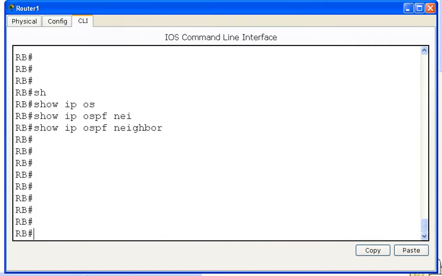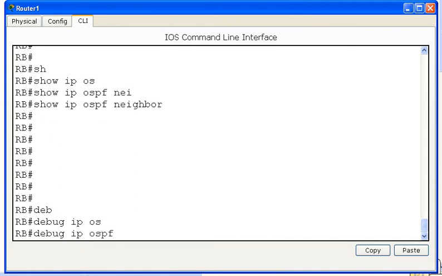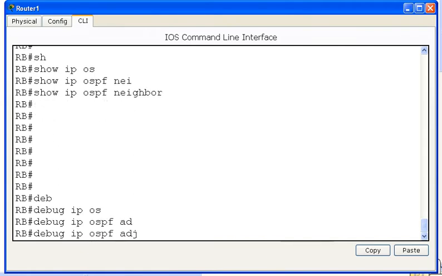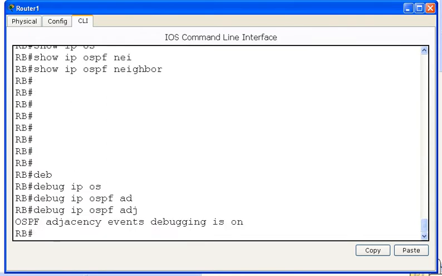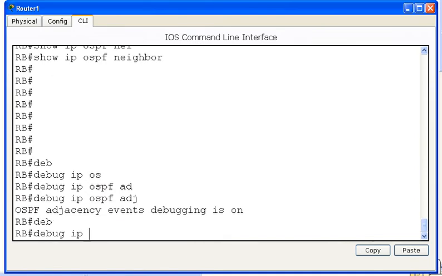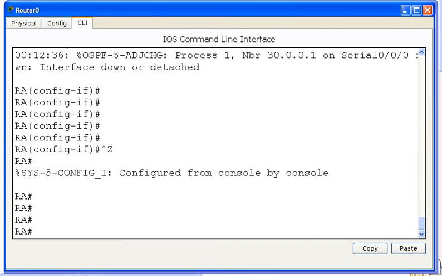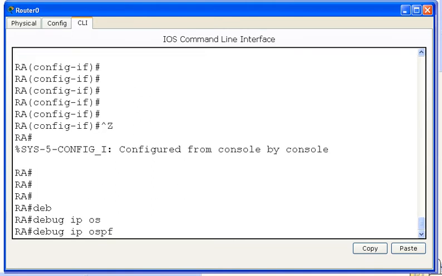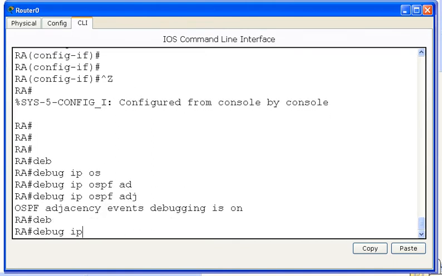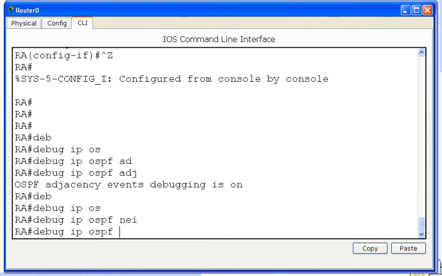What happens behind the screen? Whenever you want to see behind the screen, the command is debug IP OSPF adjacency, ADJ. There is no command adjacency, it is ADJ. And then if you want to see the hellos that are sent every 10 seconds, you type debug IP OSPF events. All the events that take place because of OSPF can be seen. I want to give the same command on the other side also: debug IP OSPF adjacency, debug IP OSPF events.